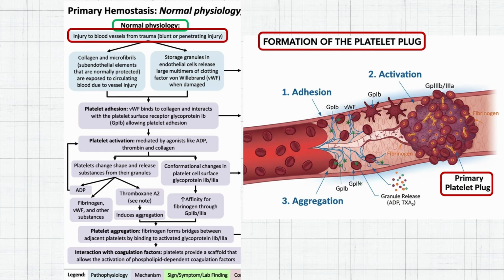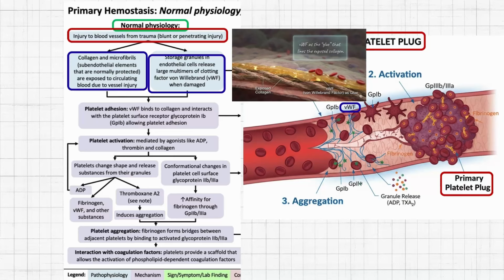It all starts with trauma. Whether it's blunt or penetrating, we have injury to the blood vessel. This injury strips away the protective endothelium and exposes what lies beneath, collagen and microfibrils. Now normally, blood flow is smooth, but when endothelial cells are damaged, they release stored granules containing von Willebrand factor. Think of von Willebrand factor as the glue that lines the exposed collagen.